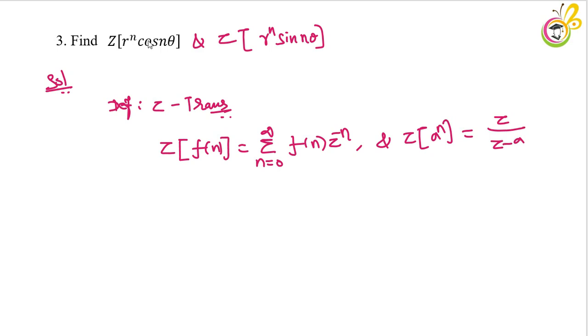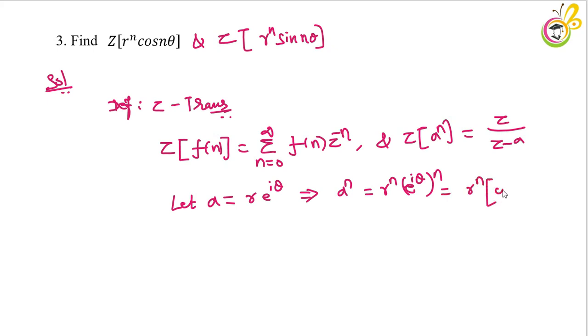So here it is r^n cos n theta. Okay, that is what we have to find out. So let us consider a equal to r into e^(i theta), which implies a^n is equal to r^n times (e^(i theta))^n. So this can be written as r^n (cos n theta plus i sin n theta).